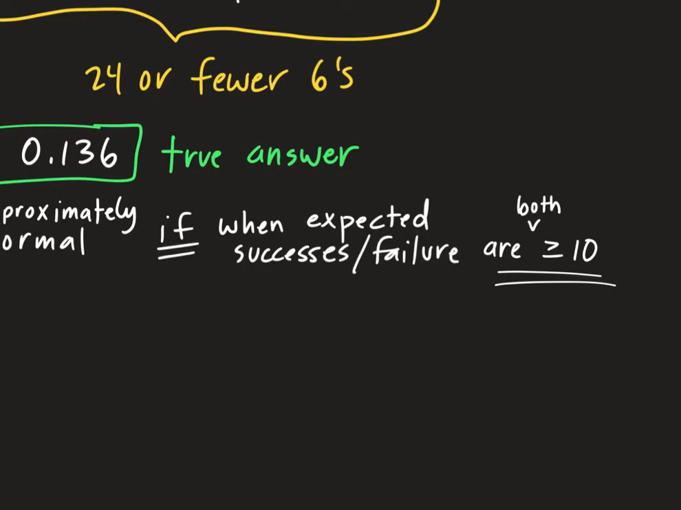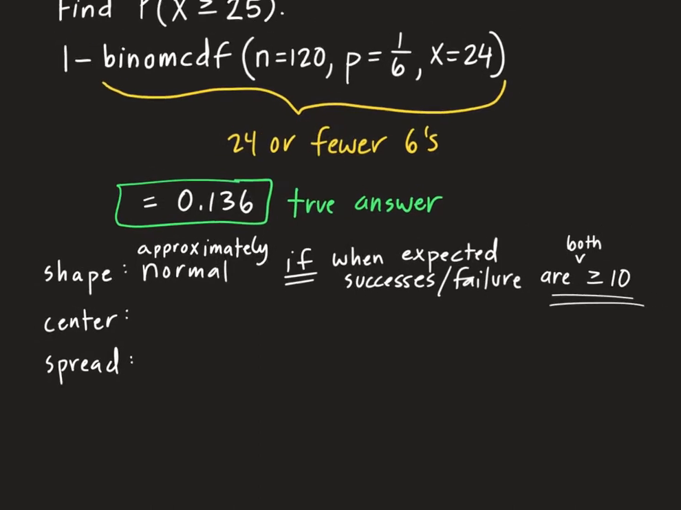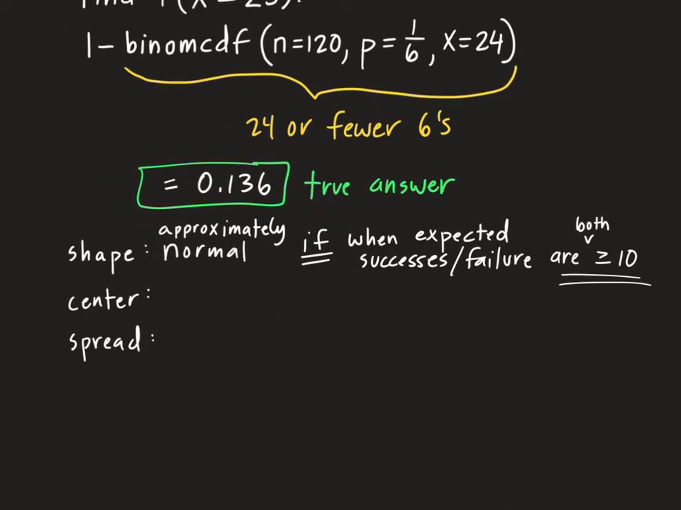So we are rolling 120 dice. 1/6 of the time should be a 6. So how many successes and failures do we expect? What's 1/6 of 120? So our dice are normal. Our distribution of number of sixes is normal because we have an expected successes of 20 and an expected failures of 100.